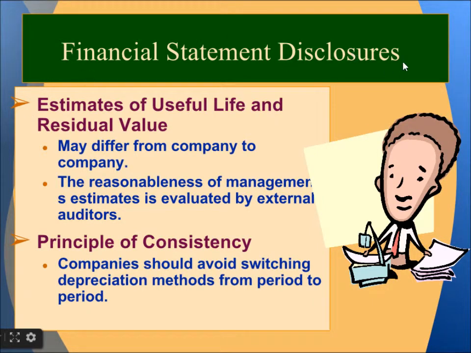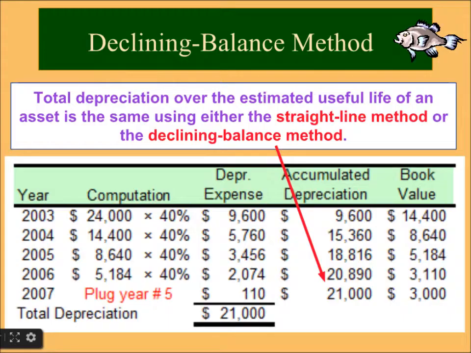Financial statement disclosures. Estimates of useful life and residual value may differ from company to company. The reasonableness of management's estimate is evaluated by external auditors. The principle of consistency states that companies should avoid switching depreciation methods from period to period. So a company should decide which one they want to follow, straight line or declining balance method. It should not switch from one method to the other. Based on convenience, they should decide on one and stick to that.